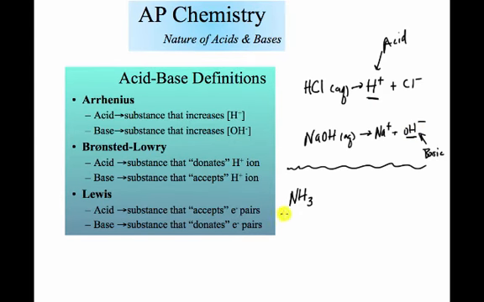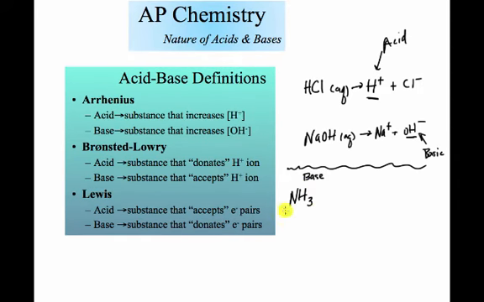Anyway, if we look at ammonia, ammonia is considered a base, but the problem is there's no hydroxide in there. And this was the issue. Arrhenius's definition was good, but it just wasn't all-encompassing. It didn't cover all of the bases. So Bronsted and Lowry, two separate scientists, a Scandinavian and an English chemist, came up with one definition together, separately from each other. That's why they get dual naming.